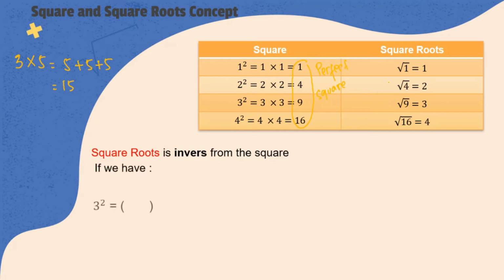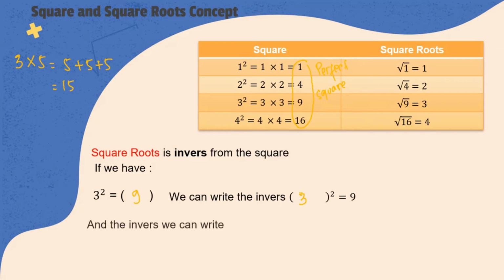Let's say we have 3 squared equals 9. So we can write the inverse. 3 squared is equal to 9. And the inverse we can write: the square root of 9 is equal to 3. This is the square and square roots concept.